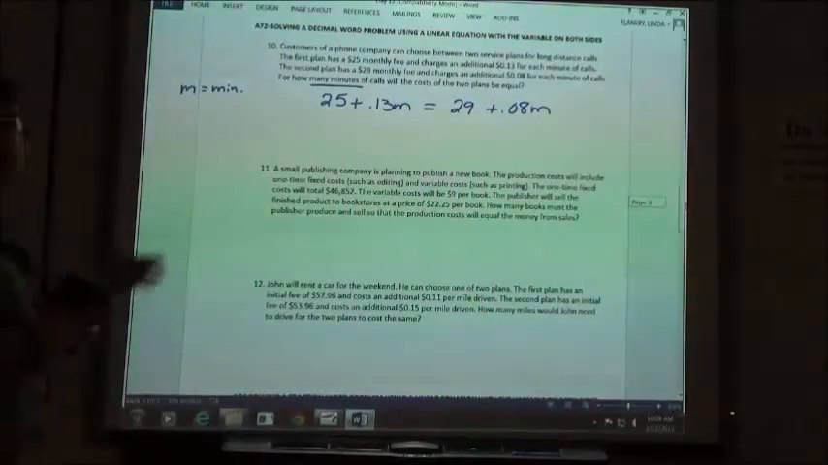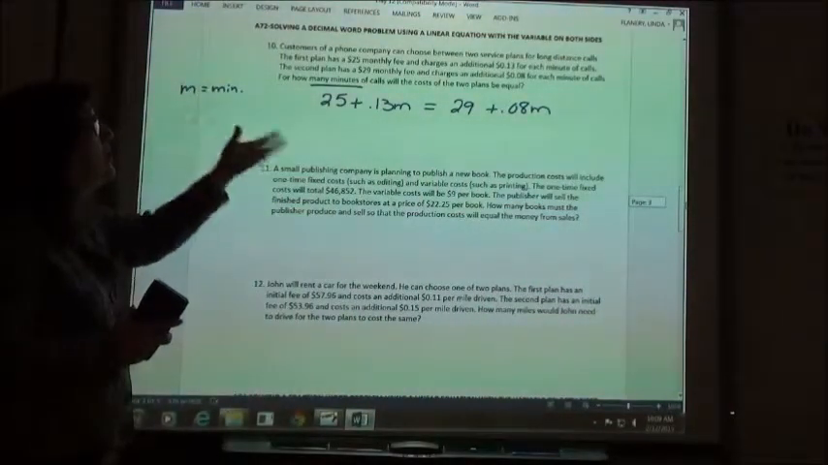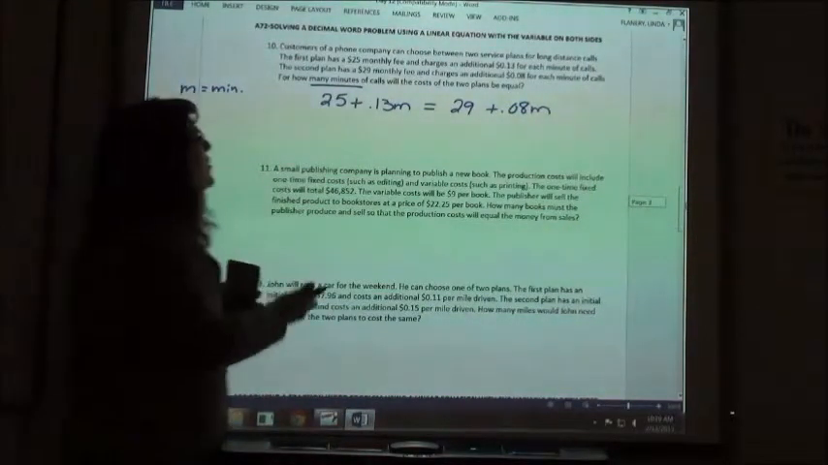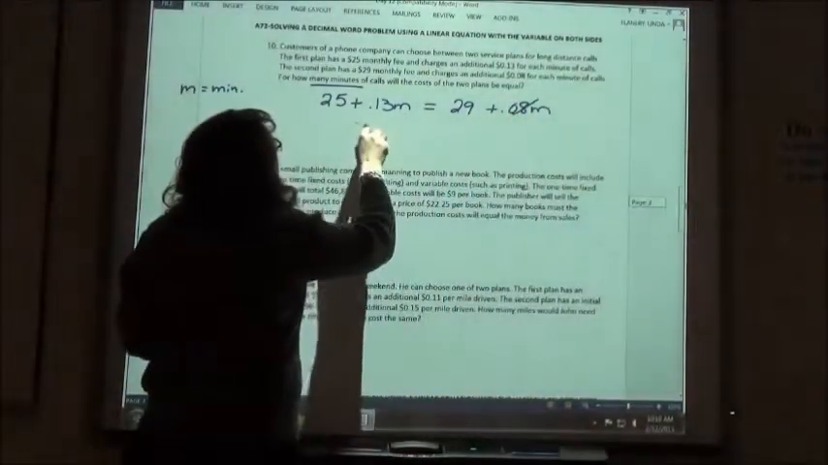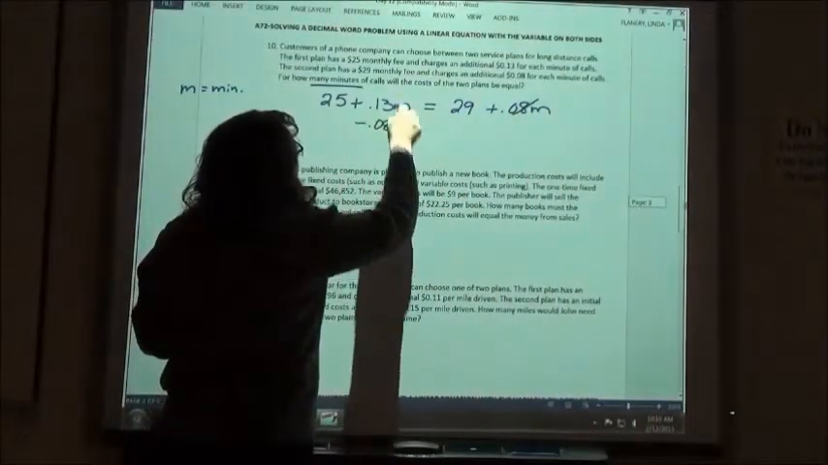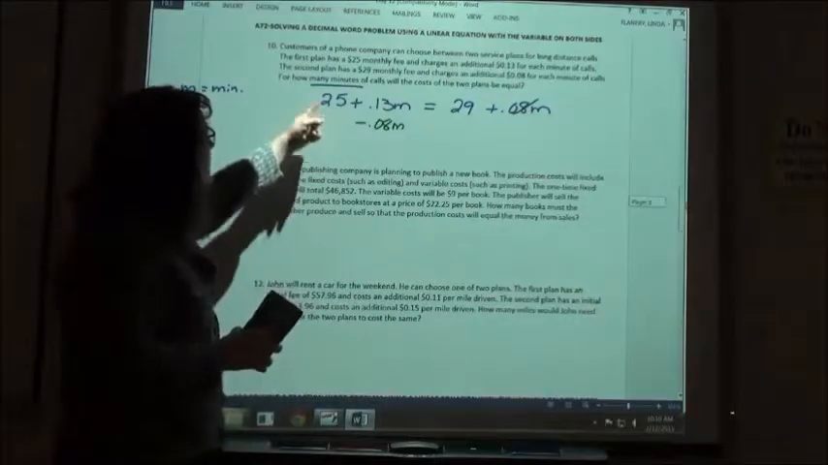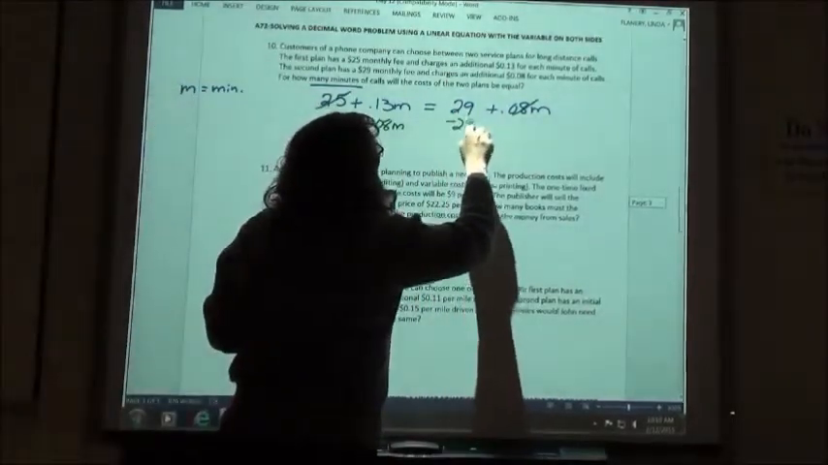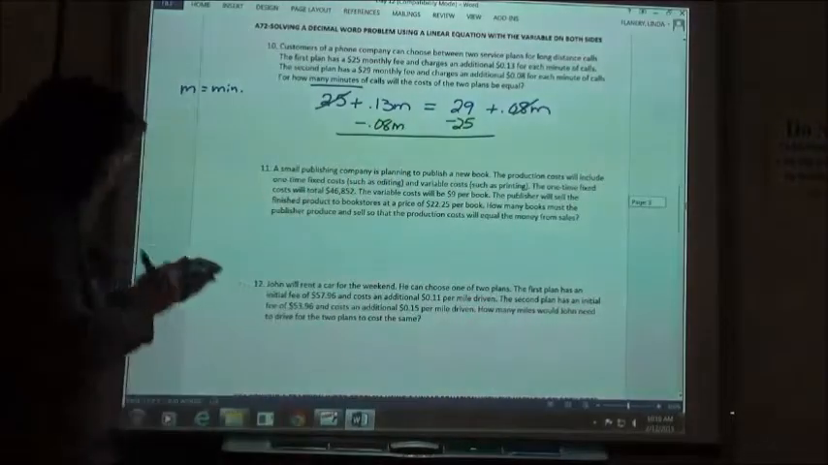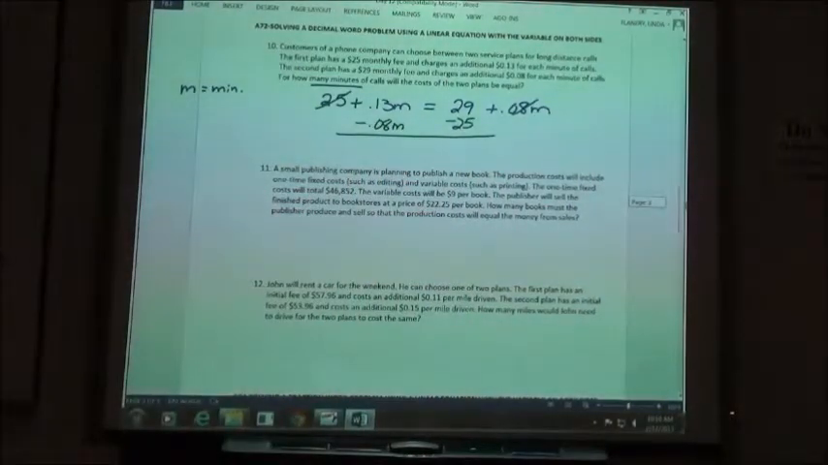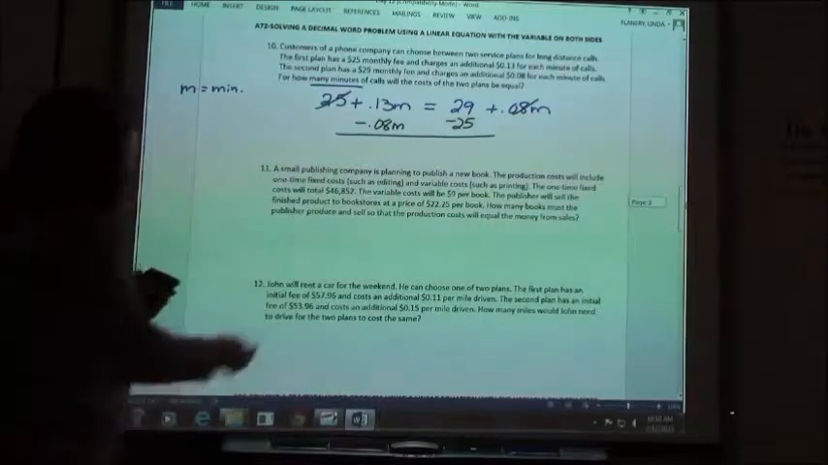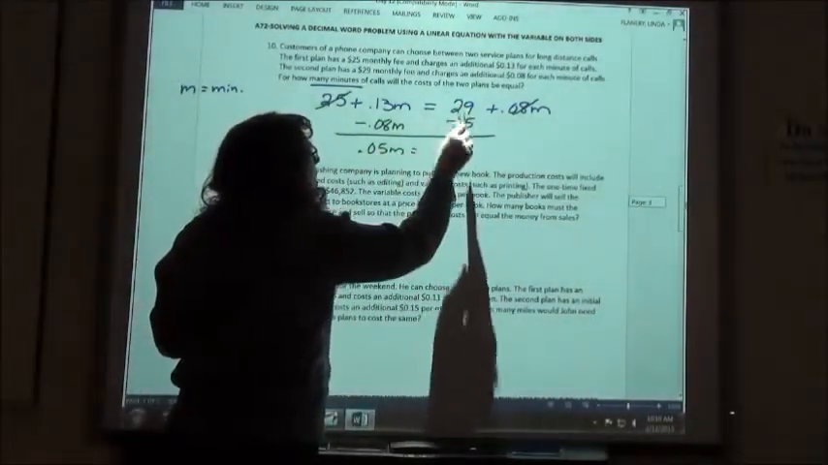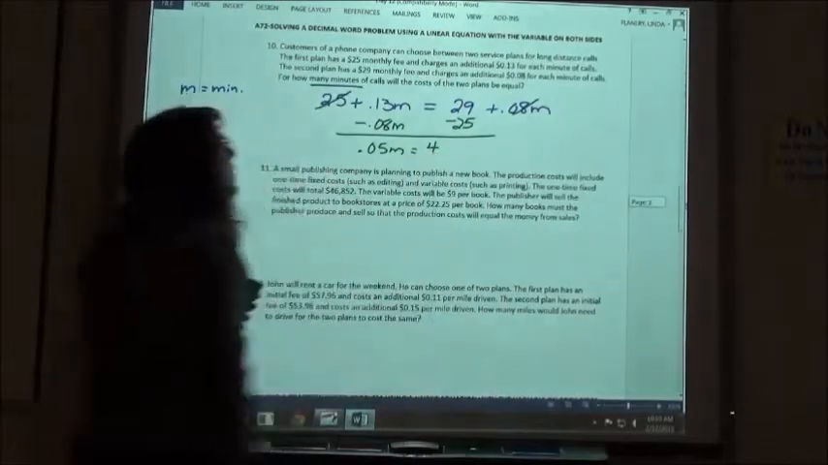Now, it doesn't matter which side you move your variables to and which side you use your numbers on. A lot of people like to keep their variables positive. So in this case, I'm going to go ahead and subtract my 8 cents M, bringing that over here, which means I want to move my numbers to the opposite side. So I'm going to subtract my 25, move that over there. So if I take 13 cents and I subtract 8 cents, I get 5 cents, 0.05 M. And if I take 29 and subtract 25, I get 4.